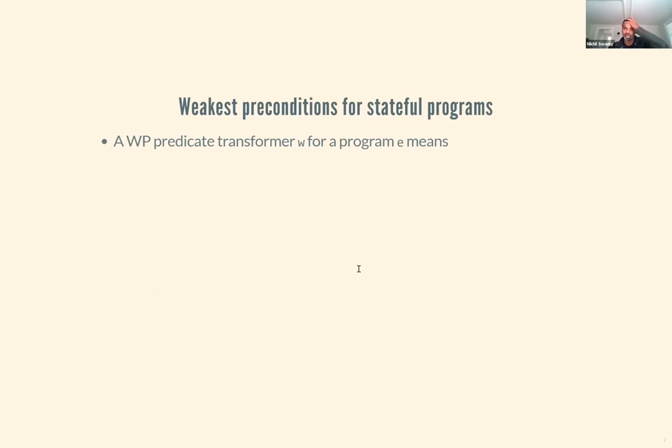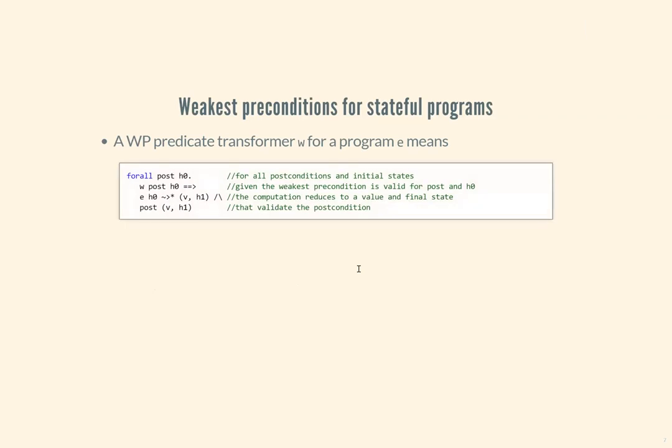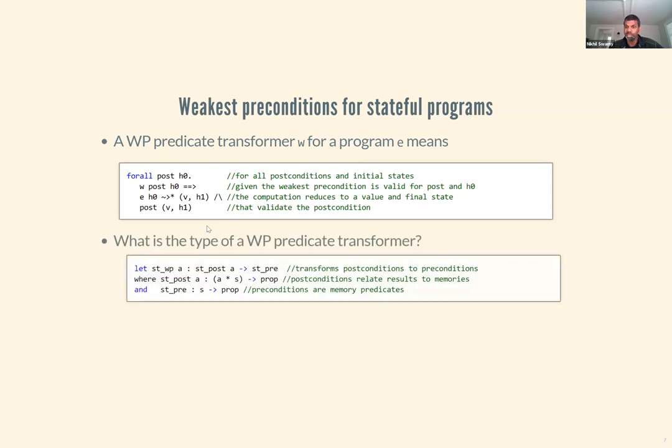We looked at this a little bit already in the context of Vale, but maybe it's worth repeating. If I have a program E and a weakest precondition predicate transformer W for it, what it means is that for any postcondition and an initial state, if I run my weakest precondition on that postcondition and initial state, and I can prove that predicate, then if I run my program in the initial state, I'm going to get some result in the final state, and my postcondition is going to be true for that result and final state. The type of a WP predicate transformer is a transformer from postconditions to preconditions, where a postcondition is a predicate on the result and the final state, and the precondition is a predicate on the initial state.